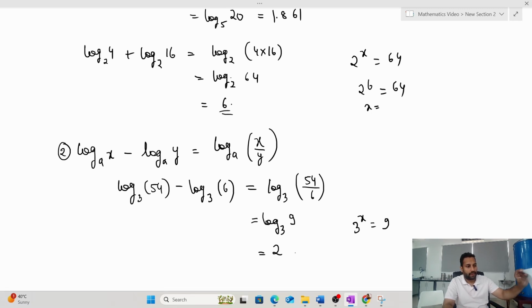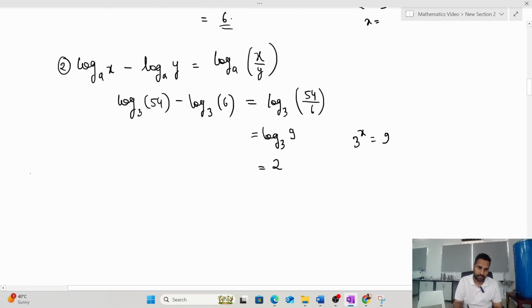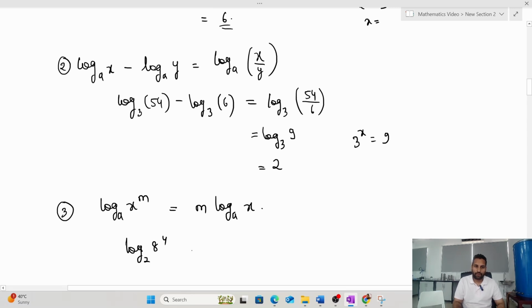There are a few more laws. One of which is, suppose you have log a x to the power of m. In this case, your m can come out, and this can become m log a x. For example, I can take log base 2 of 8 to the power of 4. So this can be written as 4 log base 2 of 8.